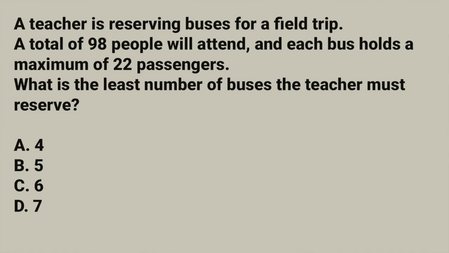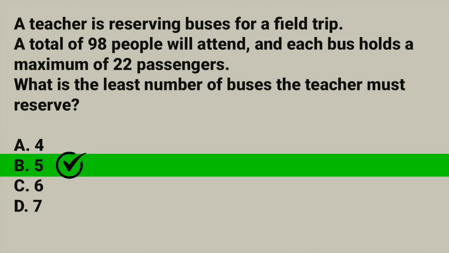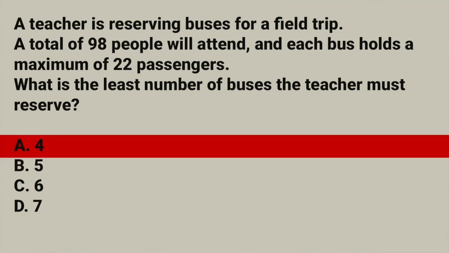The answer is B, 5 buses. Dividing 98 by 22 gives 4 with a remainder of 10. Because you cannot rent a fraction of a bus, you round up to 5. Option A, 4 buses, only accounts for 88 people. This type of remainder interpretation question appears regularly.